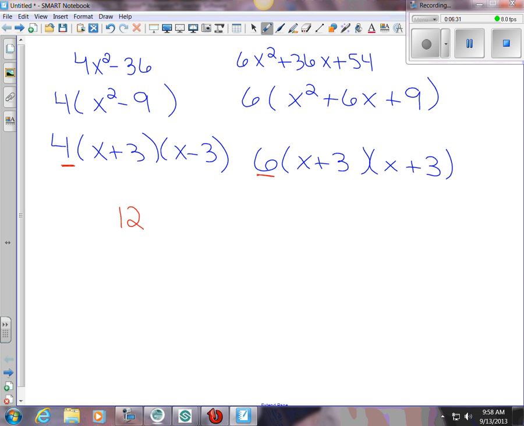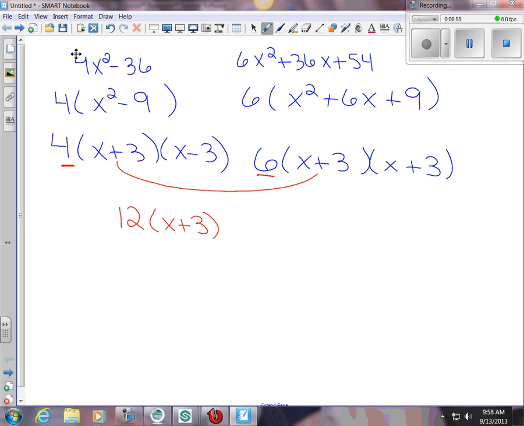Okay? All right, so now we have to look at what they have in common. So I've got an x minus 3 here and an x minus 3 here. That's what I meant. Sorry, x plus 3. All right, so they both have an x plus 3, which means we're going to share that one x plus 3. Okay? Since they both have it, we're going to share it. We only have to write it once.